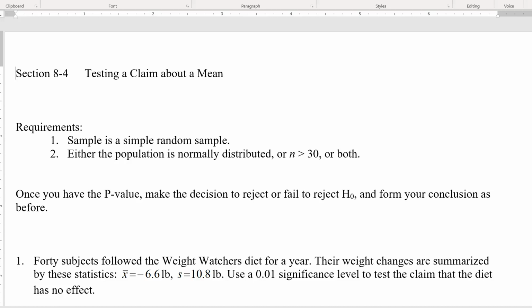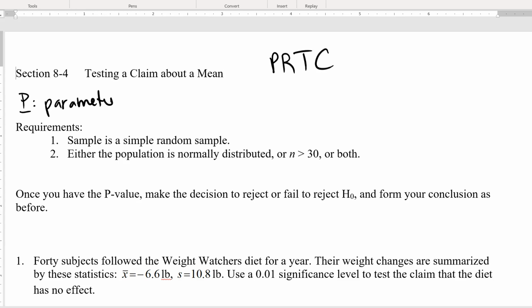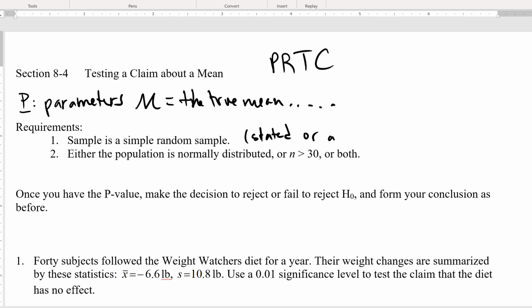So when we're testing claims about a mean, the good news again is that I want to emphasize what you're going to be doing. Keep it simple. First, state the parameters. In this situation, it will be mu equals the true mean, blah, blah. Be wordy here, okay?